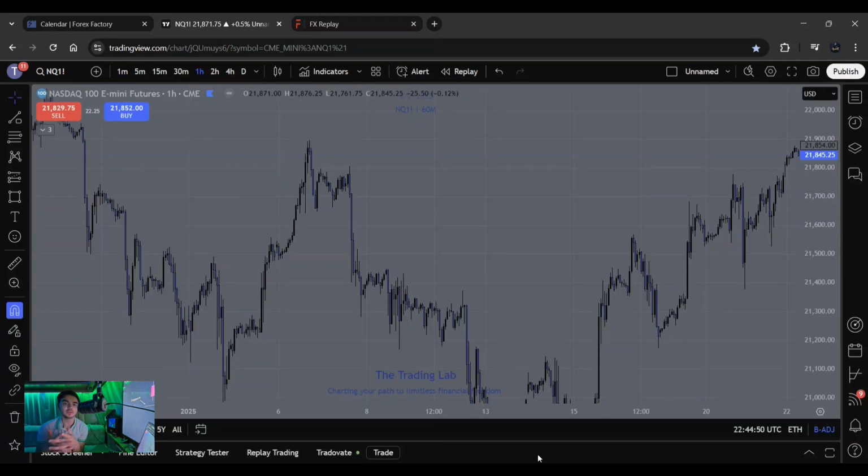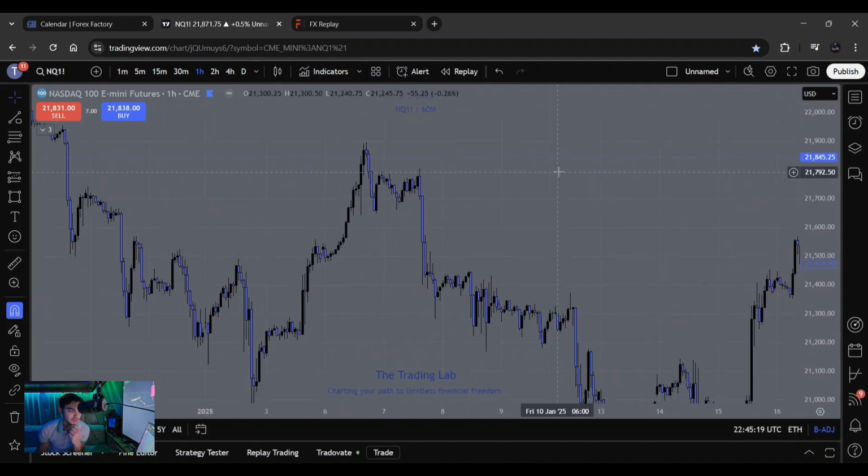Today, we are going to be talking about what actually moves the market. So, there's two things that move the market. That is price returning to inefficiencies, so fair value gaps, and price seeking either highs or lows, known as liquidity sweeps. So, let's jump straight into it. First of all, you're going to want to know where high or low is.